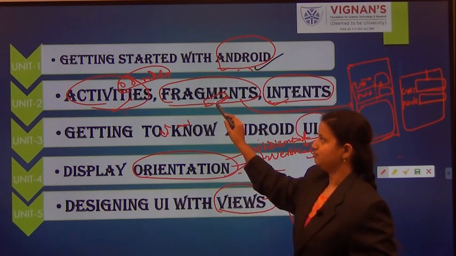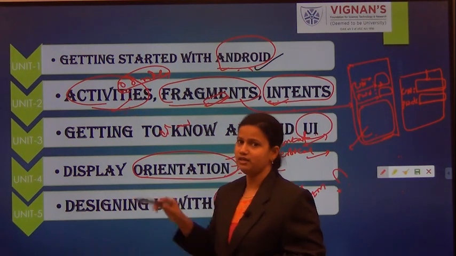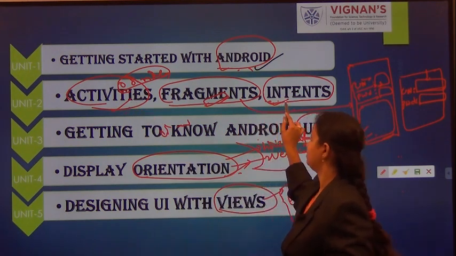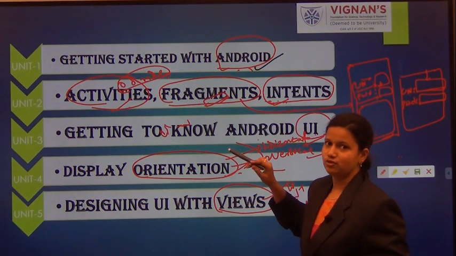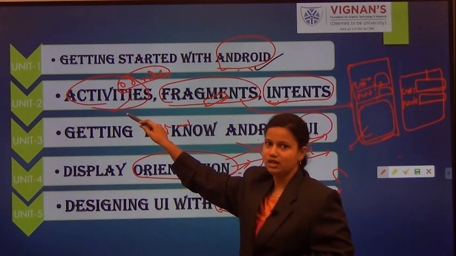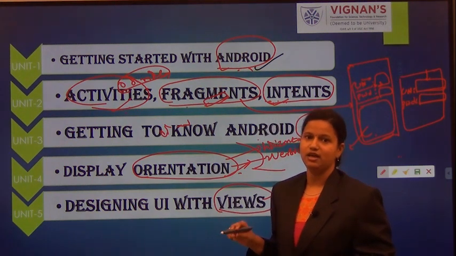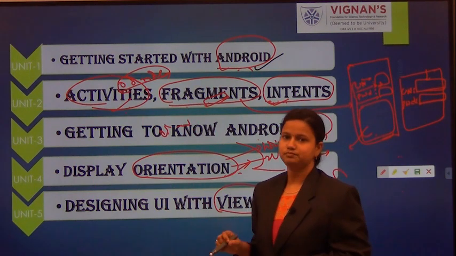And next one is intents. So the activities are more than one. How to connect those activities we have to learn in this intents concept. And fragments is to reduce the activities available. So we have to go with the fragment. Fragment is nothing but a mini activity.